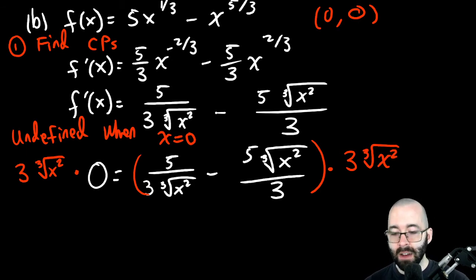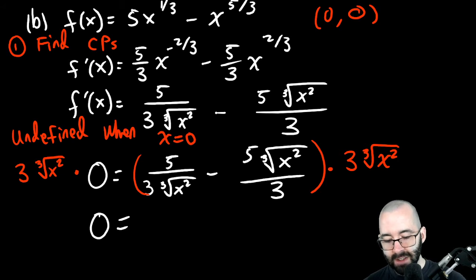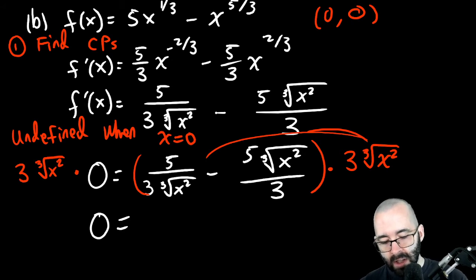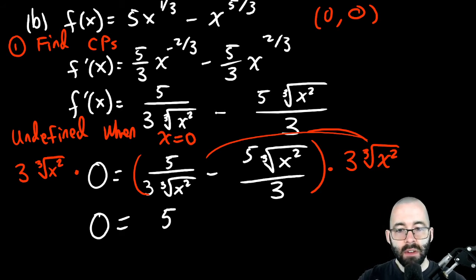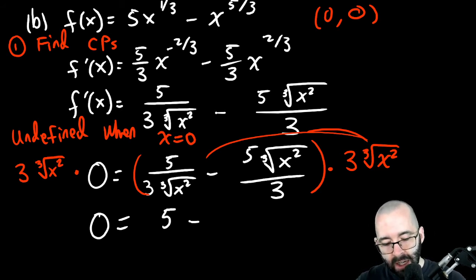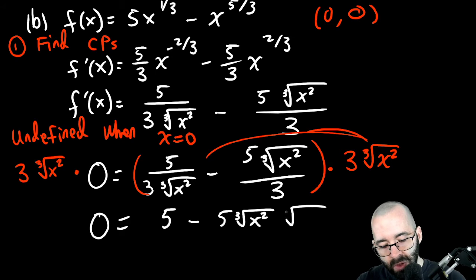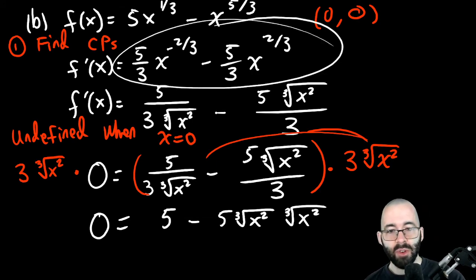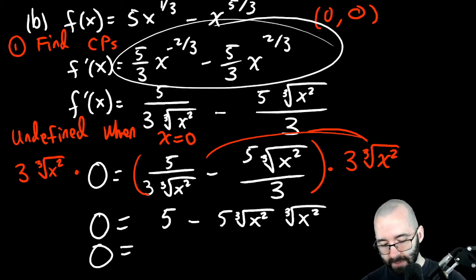Now the left-hand side is great. Multiplying something by 0, well, it's still 0. The right-hand side, we are going to have to distribute. In the first product, they just cancel. We're only left with a 5. In the second product, the 3 cancels. We have the 5 cubed root of x squared from before, and we're multiplying by another cubed root of x squared. In this case, I think this format's a little better because when you're multiplying things, you can add the exponents. But you can keep it in both forms, depending on what you prefer.